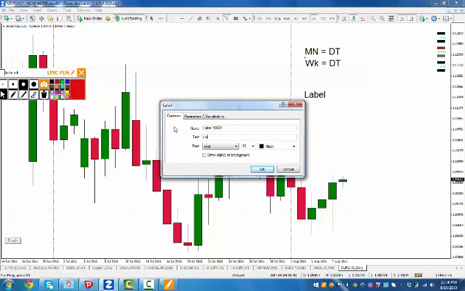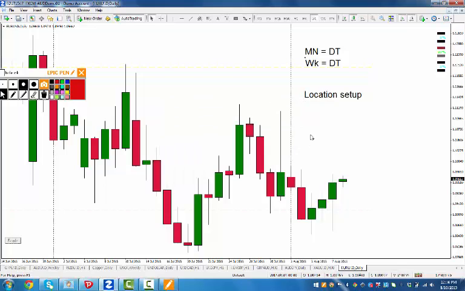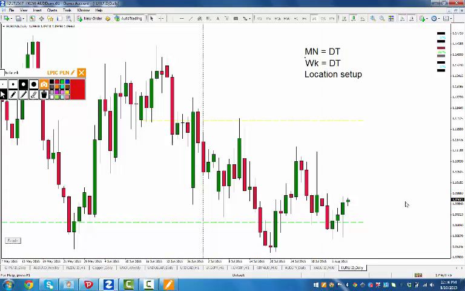Okay, third thing. Avoid the kind of stuff. Okay, location setup, right? So now we are on the daily time frame. We have identified our weekly supply demand. Now we need to look for, I'll go to our entry time frame, which is the daily, and we look for entry.